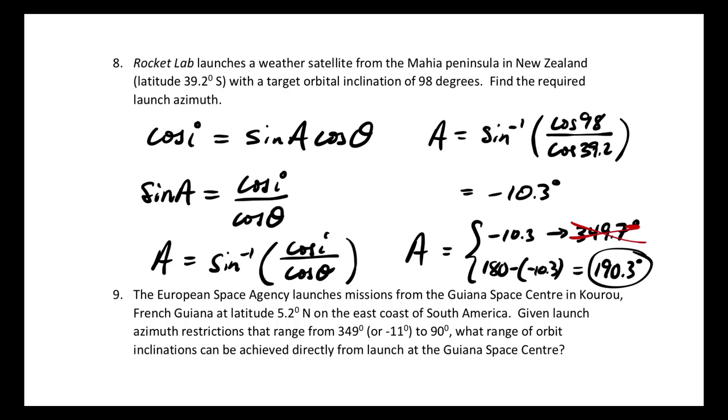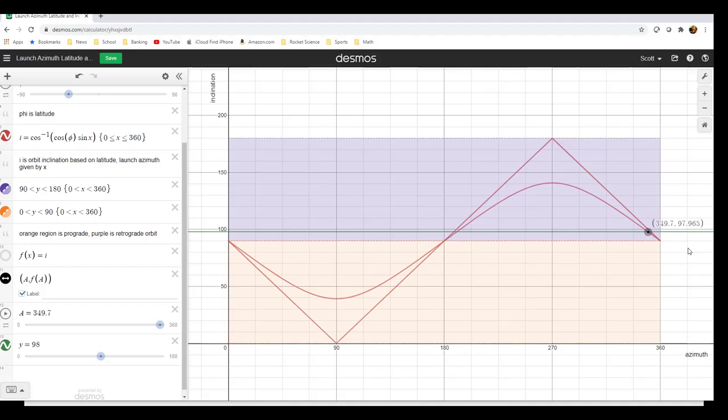And so there's another answer that would be the result of taking 180 minus the answer from the sine inverse, which is minus a negative 10.3. That gives me 190 degrees. That's the one that actually is practical, launching south and a little west. We can see that result here, that 349.7 would produce an inclination of about 98, but that one's not practical for safety reasons, so another option is somewhere around 90.3 to produce an inclination of 98 degrees also.